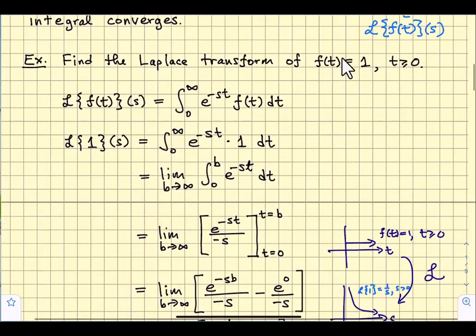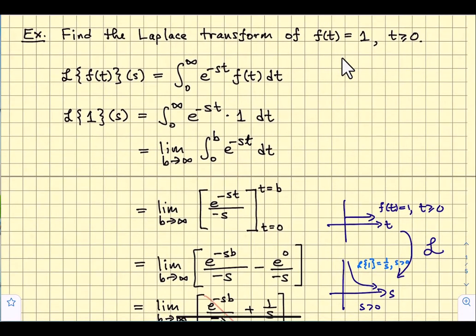So let's look at some examples. Let's find the Laplace transform of the very basic function f(t) = 1, where t is defined for values greater than or equal to 0. We'll just use the definition, since the purpose of this exercise is to acquaint ourselves with the definition and the calculations involved.